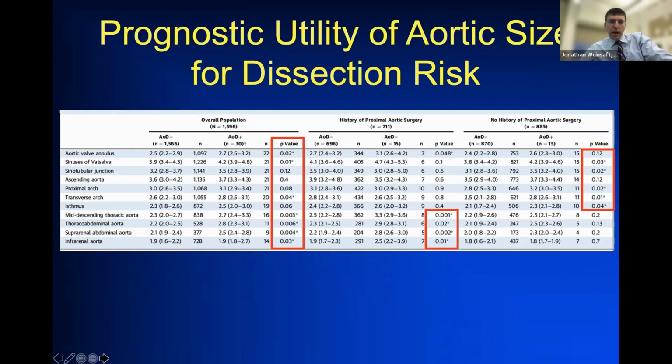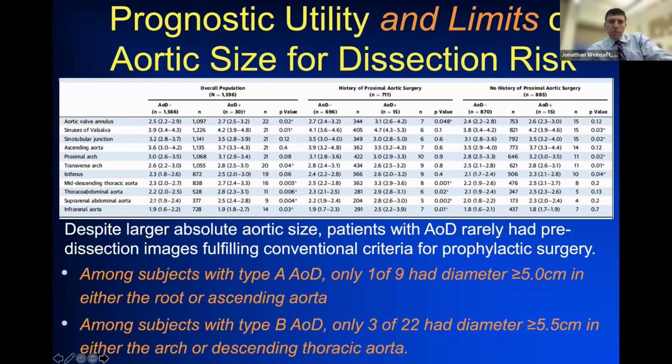Patients with increased aortic diameter, increased linear cross-sectional diameters, were at greater risk for aortic dissection than were those with smaller aortic dimensions. But despite larger absolute aortic size, what the data also showed us is that patients with aortic dissections rarely had pre-dissection images fulfilling conventional criteria for prophylactic surgery. Among subjects with type A aortic dissection, only 1 out of 9 had a diameter greater than 5.0.